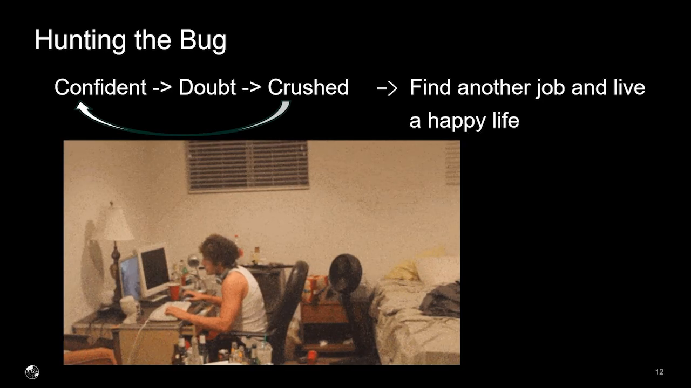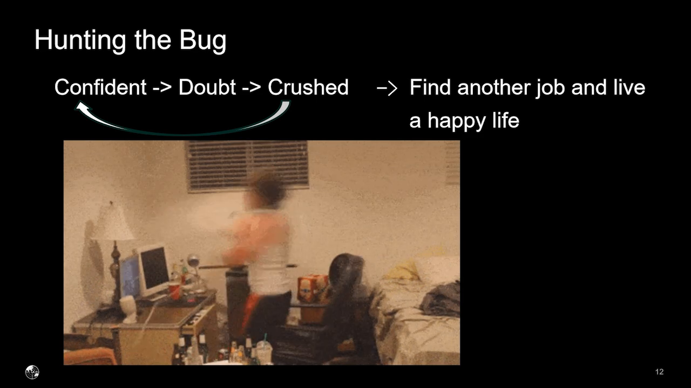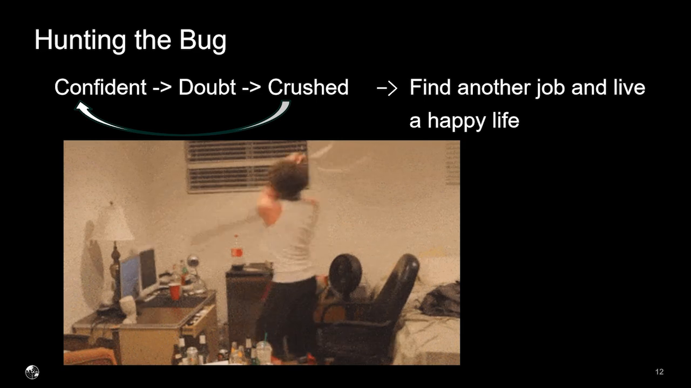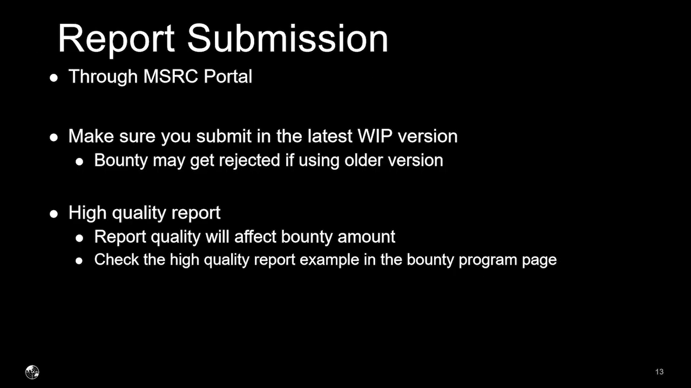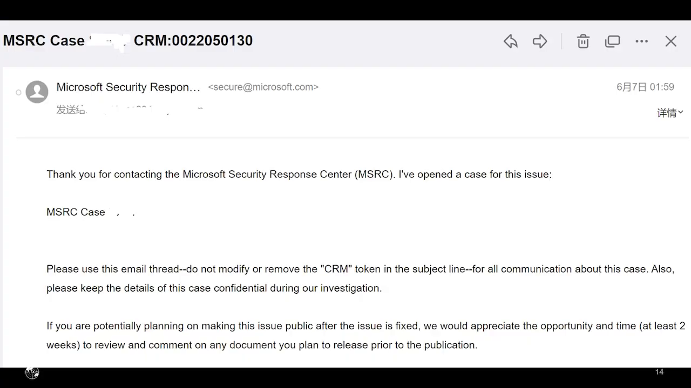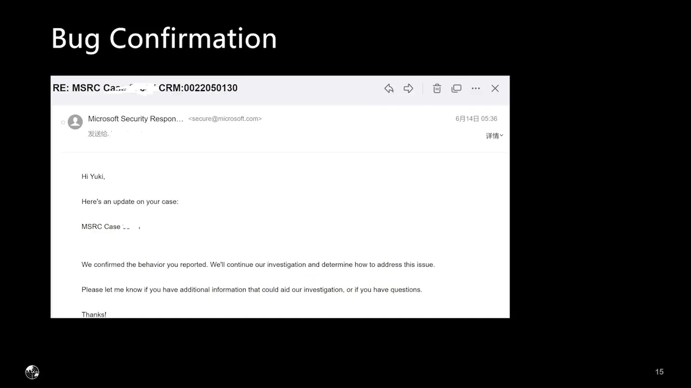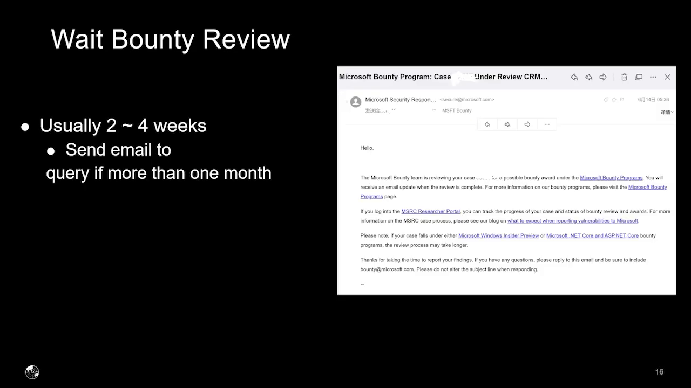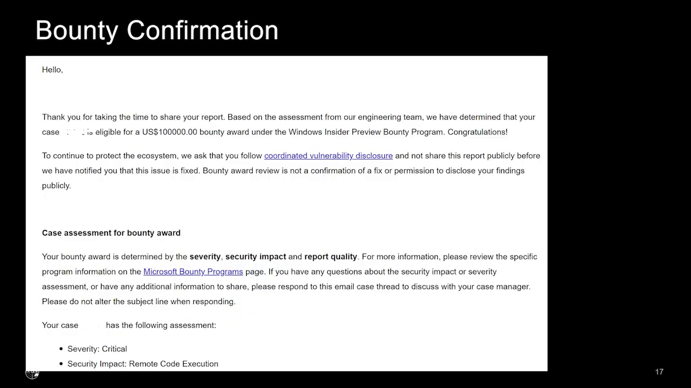And once you have decided your target, just try your best to get the target crashed or get yourself crashed. Yeah. Then when you have a bug, just submit it through the portal, and you will receive a bounty review email. And usually it takes 4 weeks for the review, and yeah, if you are lucky, your bug is in scope, and then congratulations, and don't forget to buy yourself a beer for your hard work.